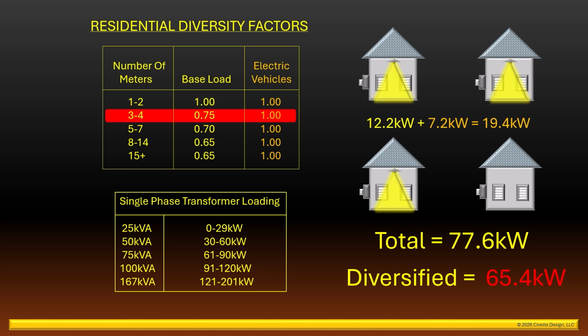Notice one more thing. The estimated demand at each of the homes does not change. The diversified value of 65.4 is the total anticipated demand at the transformer. This is the value that will determine the transformer size required for the 4 homes. And in this case, we'll need to use a 75 kVA transformer.